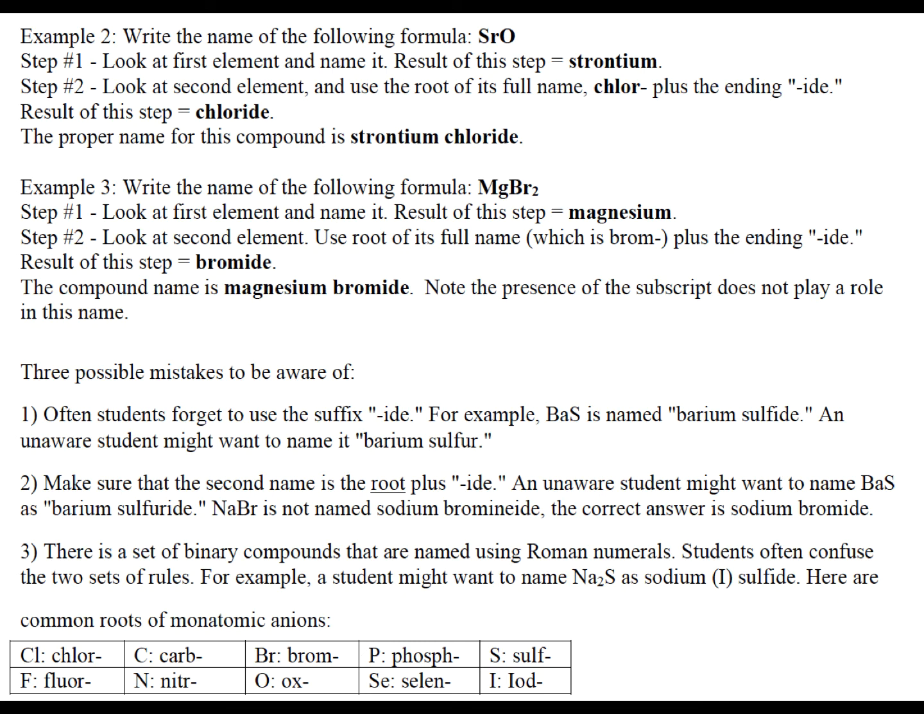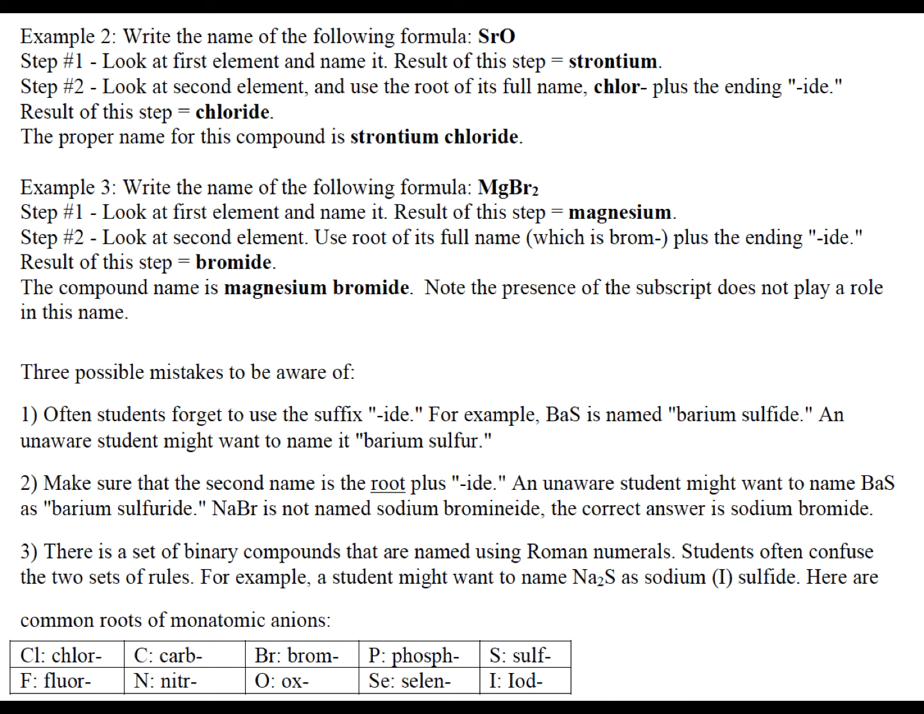Three possible mistakes to be aware of. 1. Often students forget the suffix -ide. For example, BaS is named barium sulfide. An unaware student might call it barium sulfur. 2. Make sure that the second name is the root plus -ide. An unaware student might want to name BaS barium sulfuride. NaBr is not named sodium brominide. The correct answer would be sodium bromide.